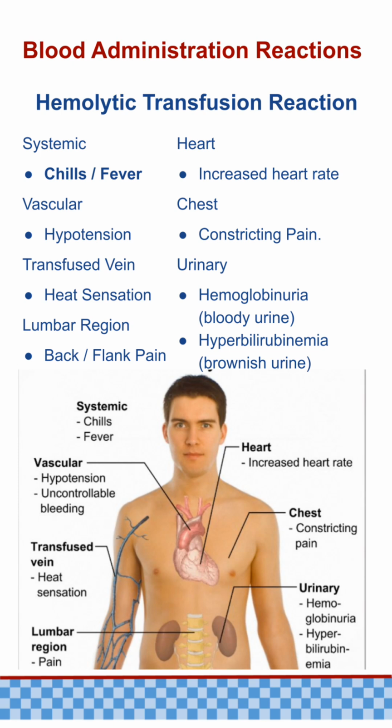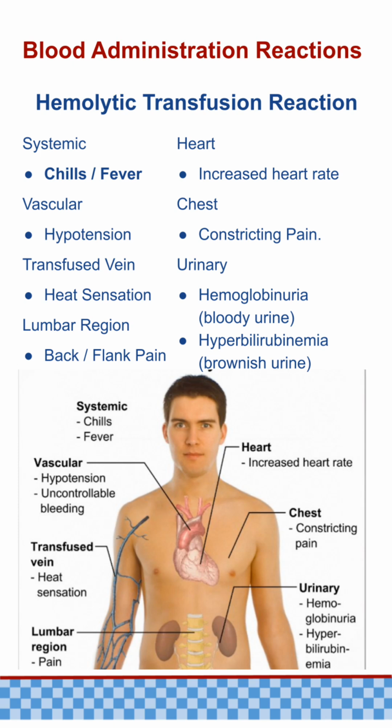This can occur due to ABO incompatibility, which is the most common cause, where the recipient's plasma contains antibodies that attack incompatible A or B antigens on the donor's red blood cells. The other cause is Rh incompatibility, which occurs when the recipient lacks the Rh factor and develops antibodies against Rh-positive donor red blood cells upon exposure. Hemolytic transfusion reactions can also be caused by minor blood group incompatibility, which are incompatibilities with other less common blood group antigens.